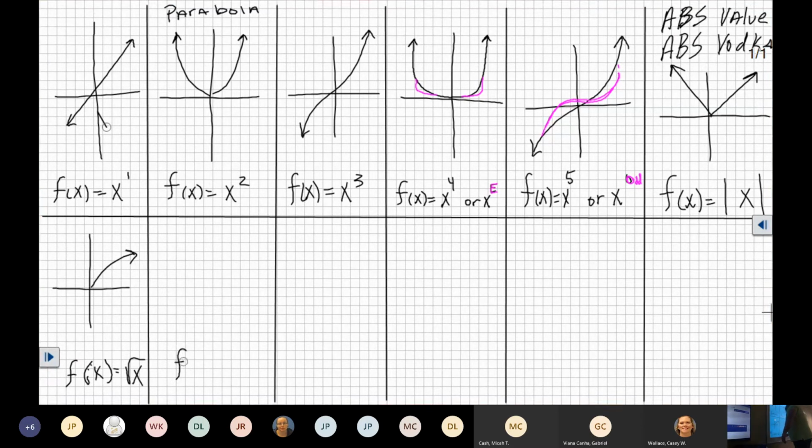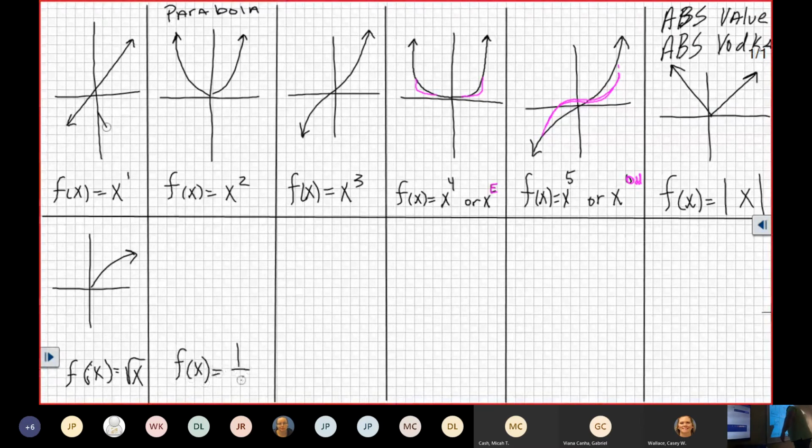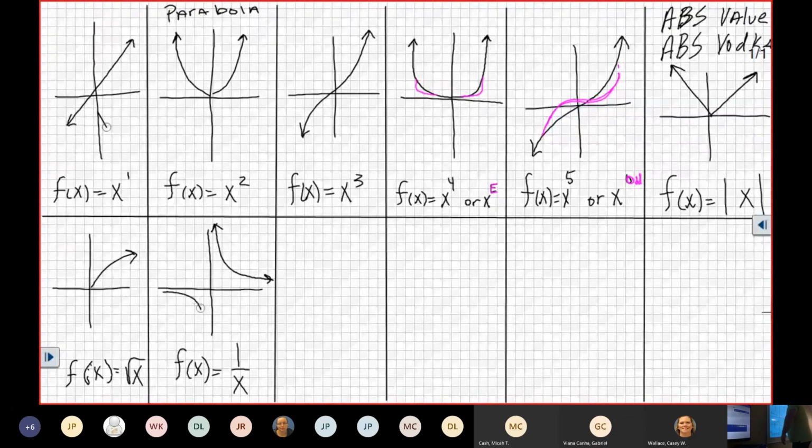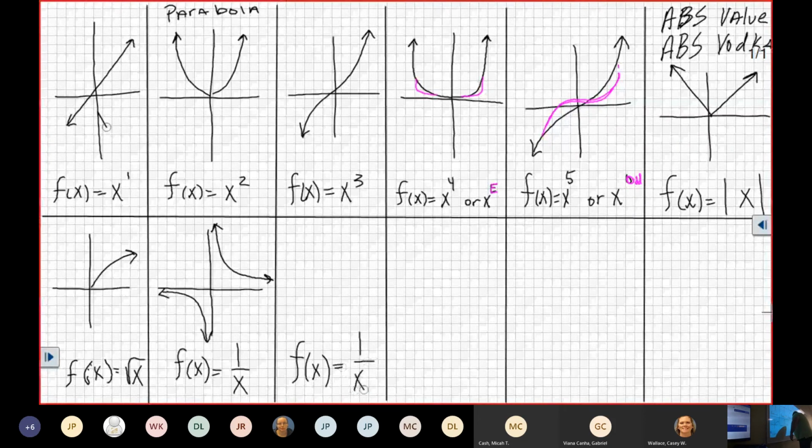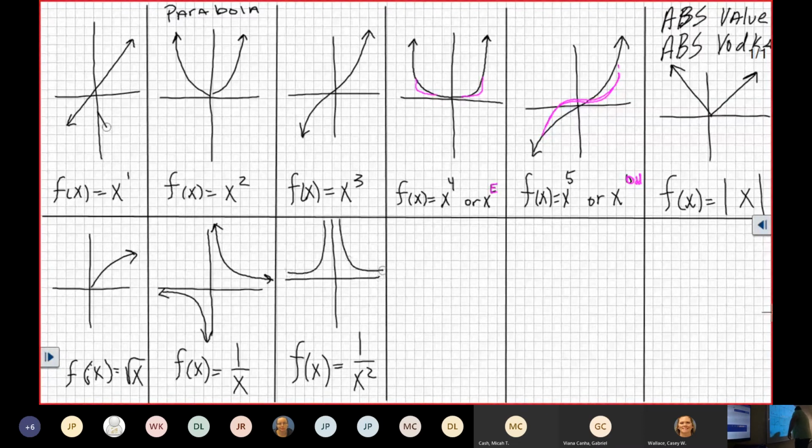F of x is equal to 1 over x. That's going to be your half a volcano. Looks like half a volcano. And then f of x is equal to 1 over x squared is your full volcano. Looks like a volcano. Now, there's 3 spaces left for later. When we get to exponentials and logarithms, we'll put those 3 in there.